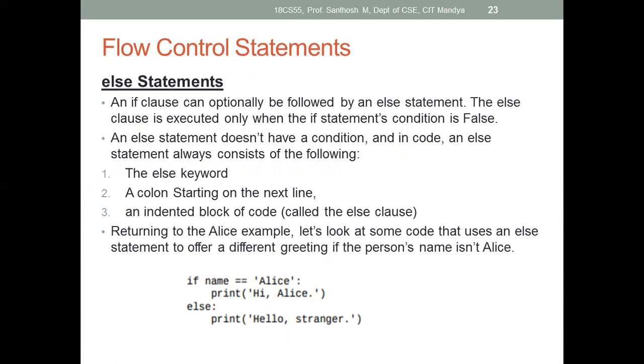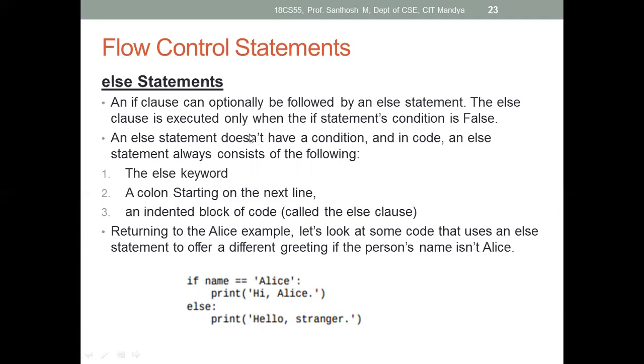What we are going to execute next if the condition is false. An if clause can optionally be followed by an else statement. This one is optional, not mandatory. If you want to execute some other things if the main if condition is false, then only you use else. If you don't want to execute anything if the condition is false, then leave this one. That's why they mentioned it is optionally followed by an else statement.